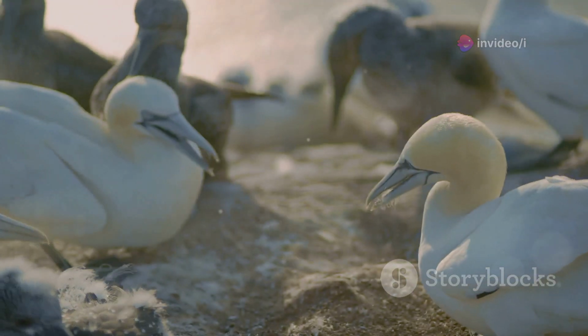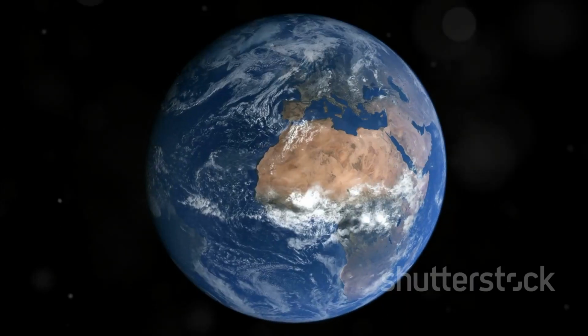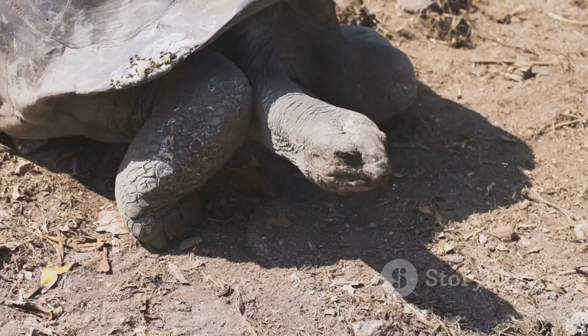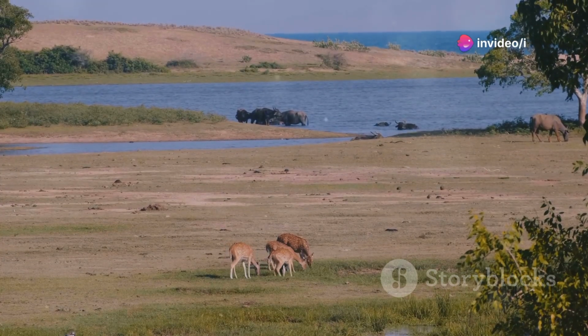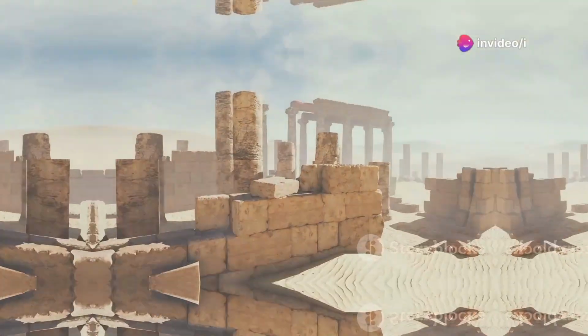These species have adapted to their specific environments. Continents act as giant islands. They allow species to evolve in isolation. This has resulted in the incredible diversity of life we see today.